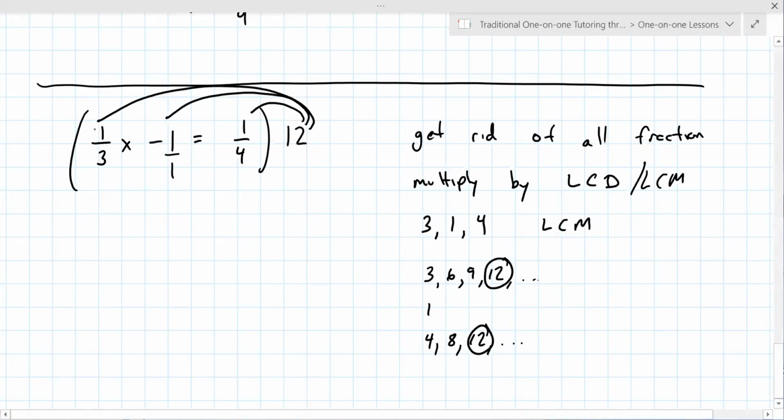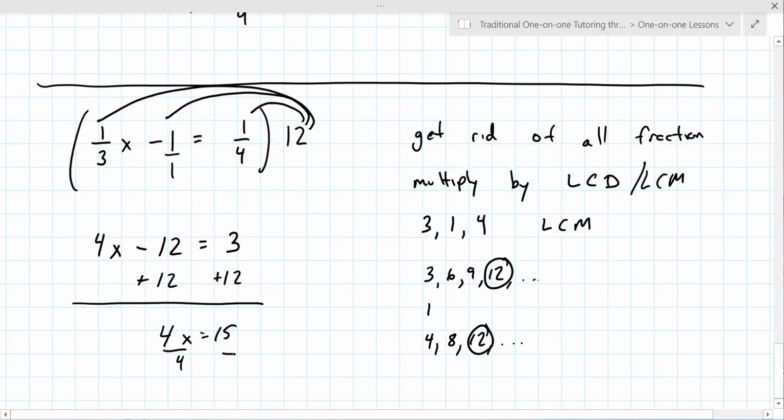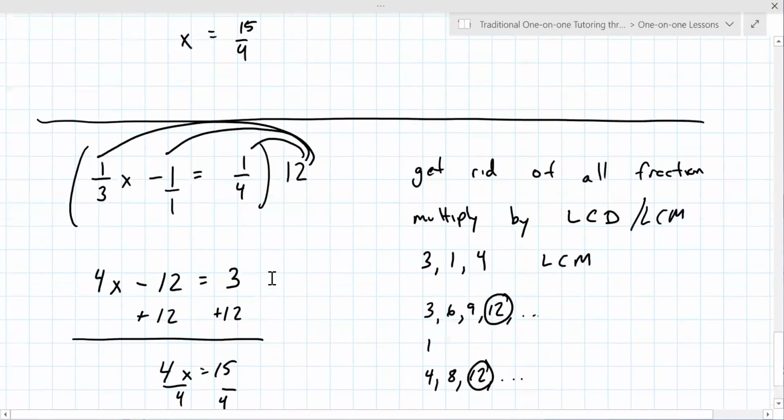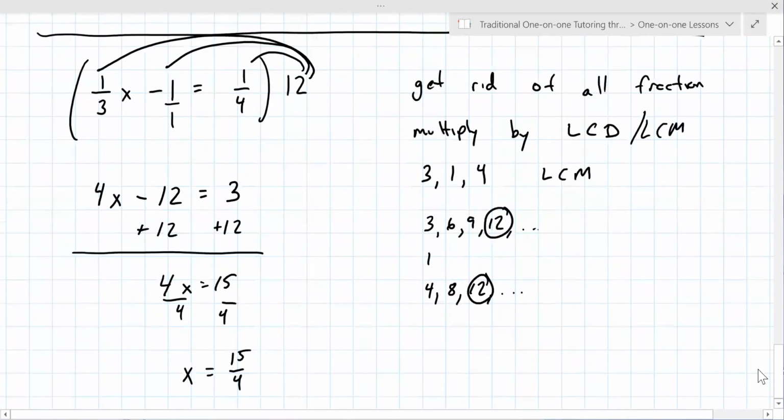Okay, so watch this. 1/3 times 12 is 4x minus 12 equals 1/4 times 12 is 3. Now let's solve this the way you know. Add 12, add 12. 4x equals 15. Divide by 4, divide by 4. Do you get the same answer as above? Yes. You do. So now which way do you like best?